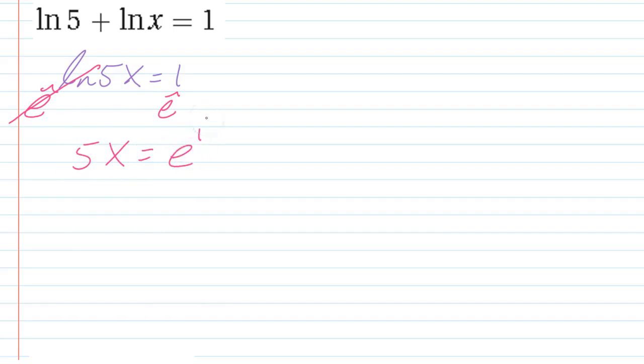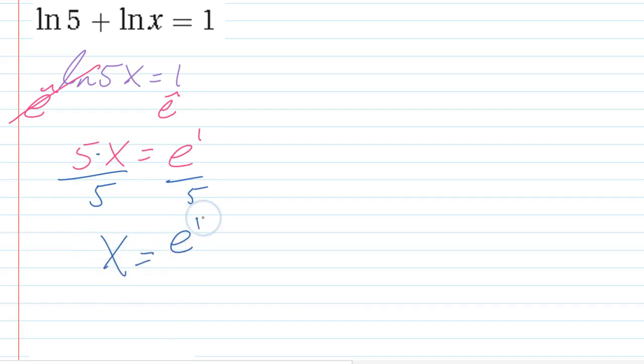Now, when you use e in your calculator, you will always have to put a number in the exponent. So if it's e to the power of 1, that means you're still going to have to put the 1 in your calculator. Then I need to solve for x. Well, x is being multiplied by 5. The opposite of multiplying is dividing. I divide both sides by 5. That gives me x is equal to e to the power of 1 divided by 5.